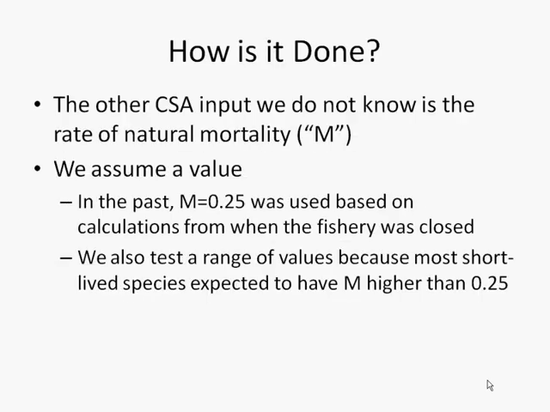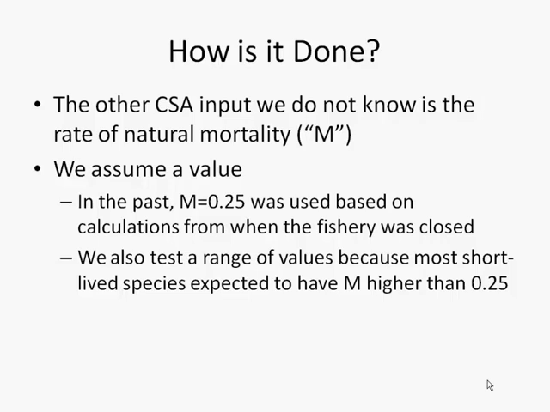The last one. All right, so the other CSA input that we don't know is the rate of natural mortality, and I know there was a big deal about this last year. The rate of natural mortality is the shrimp that died due to natural causes, either predation, disease, whatever, maybe they just get old and they die. In the past, starting in the late 90s when this was first developed, an M value of 0.25 was used in the assessment.